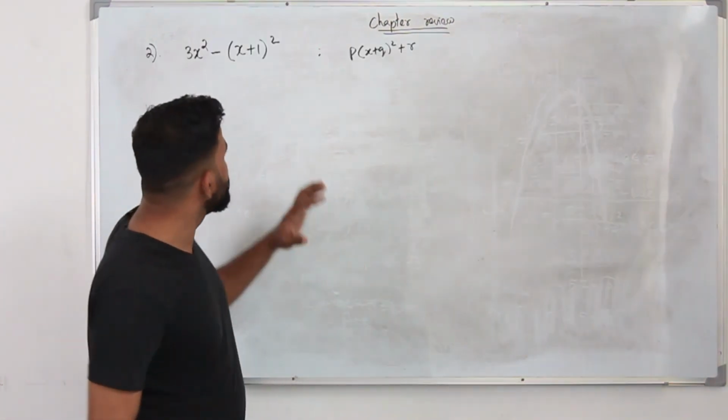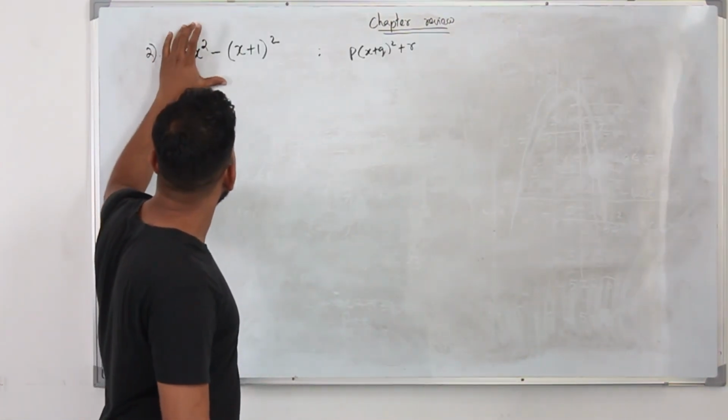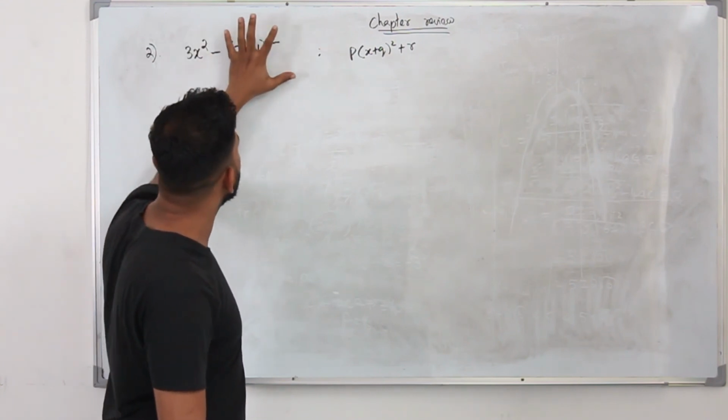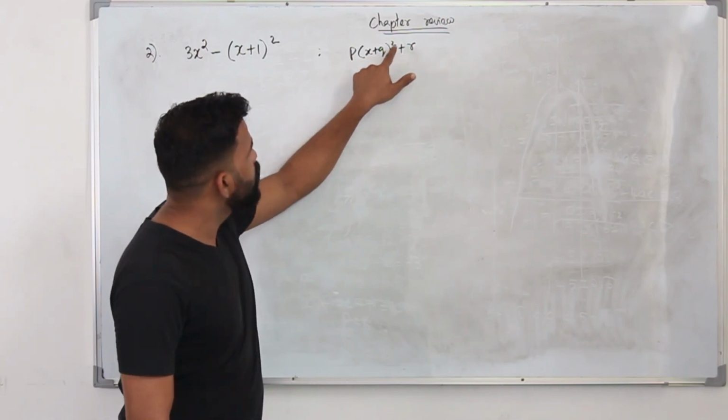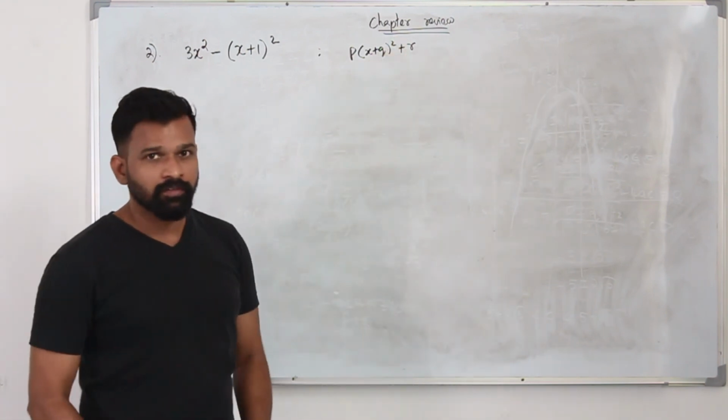That's it. Question number 2. You are given this quadratic function. They want you to convert this into the form p into x plus q whole squared plus r.